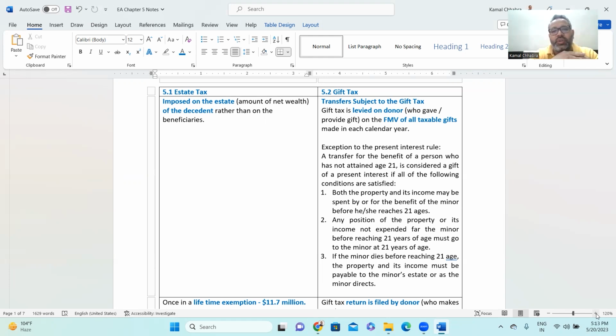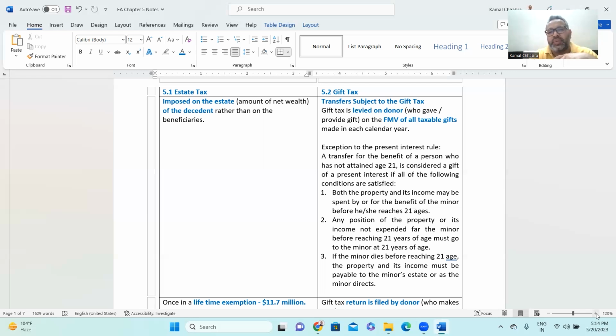Estate tax is imposed on the estate of the decedent. The decedent means the person who is dead, rather than the beneficiary who is receiving. Generally estate tax is imposed in the hands of the executor of the will. He or she will be responsible for paying the estate tax before it is handed over to the heir.